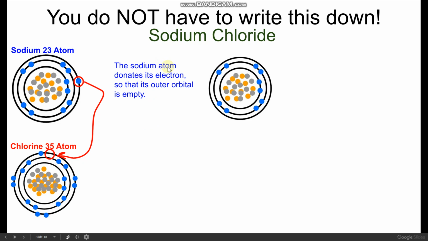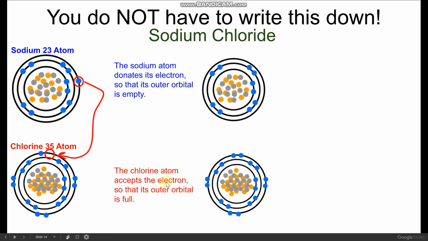So the sodium atom is going to donate its electron, so it gets rid of it. You can see we don't have the electron here anymore in this picture, so that its outer orbital is empty. This whole outer orbital is empty, and that makes the atom more stable, so that's why it donates the electron. Similarly, the chlorine atom accepts that electron. In the new picture, we've got an extra electron with this chlorine atom, so that its outer orbital is full.